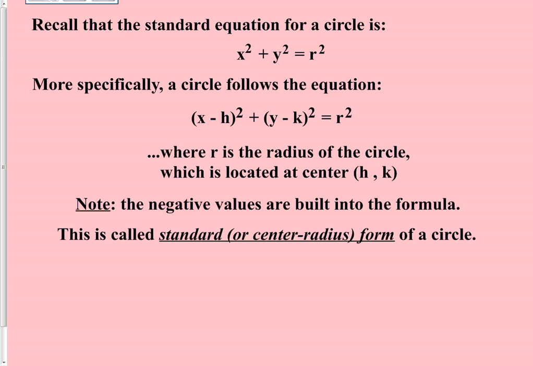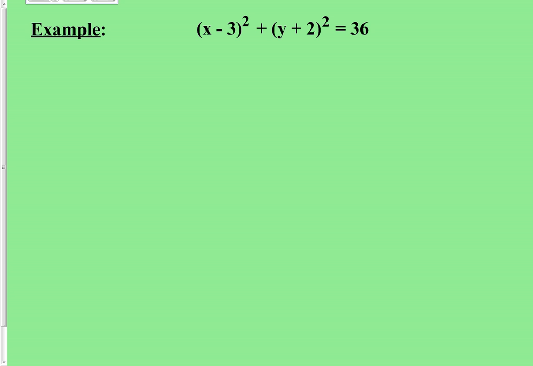Standard form is going to be the easier of the two forms for us to work with, so we will want our equations in standard form if we can help it. But first let's take a little bit closer look at standard form before we get to the other format. Let's say we're looking at an equation like this one: (x minus 3) quantity squared plus (y plus 2) quantity squared equals 36.